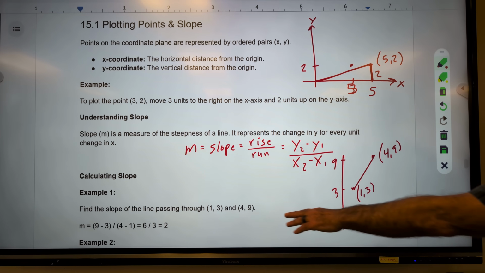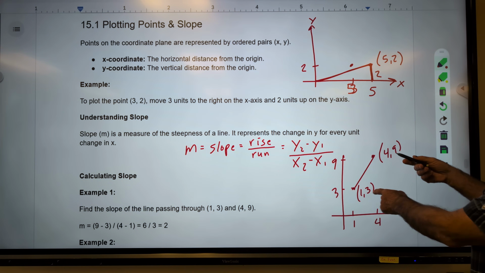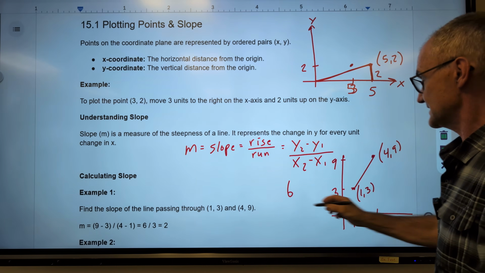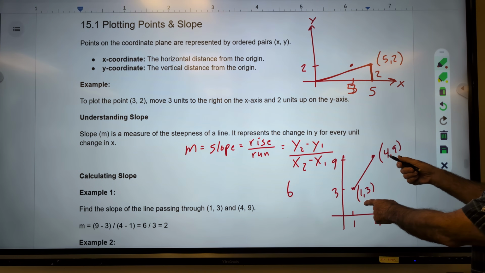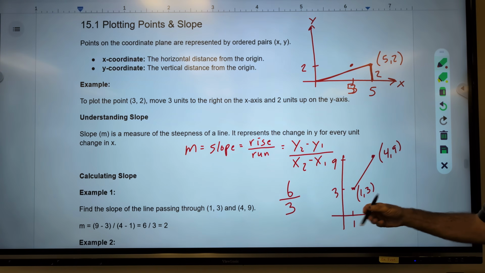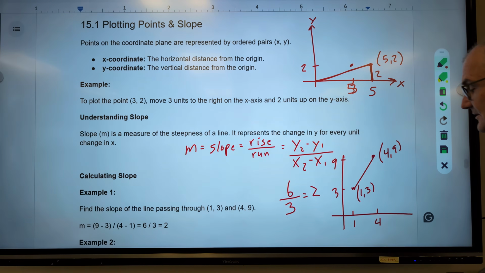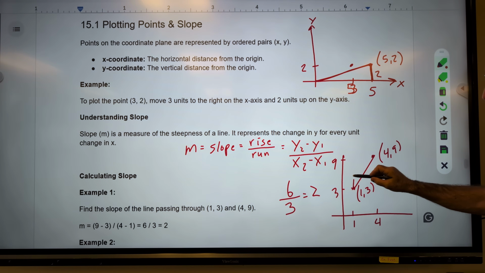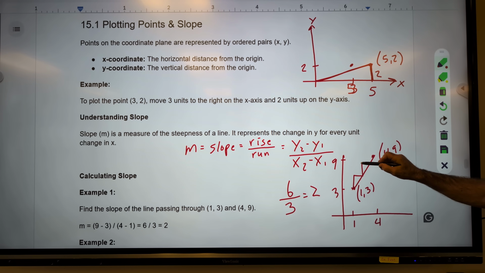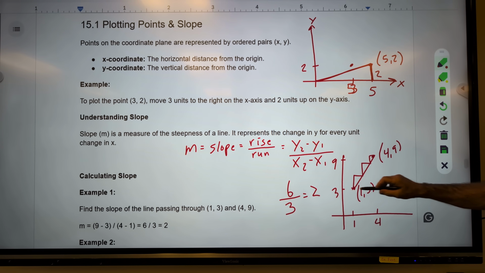I could use that equation of slope, rise over run, the difference in the y values, 9 minus 3, 6, over the difference in the x values, 4 minus 1, 3. I reduce that fraction to have a slope of 2. What that 2 is saying is for every 2 I rise, I run 1. So I run a total of 3 and I rise a total of 6.